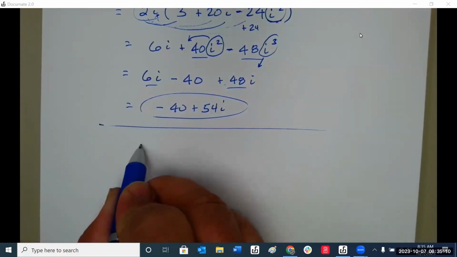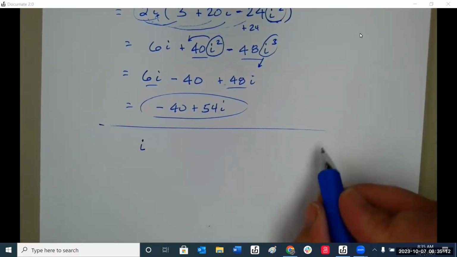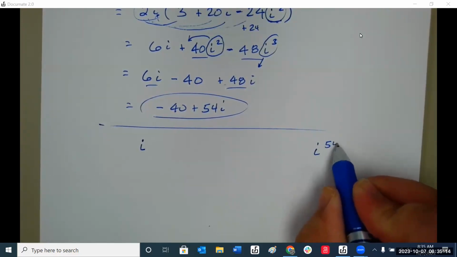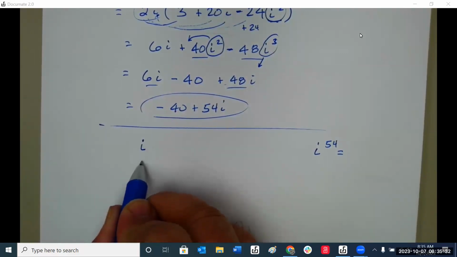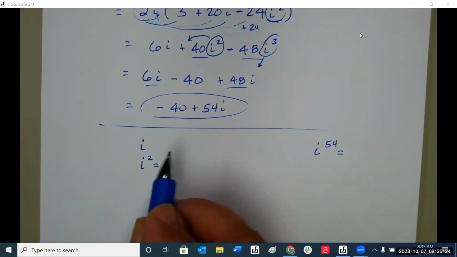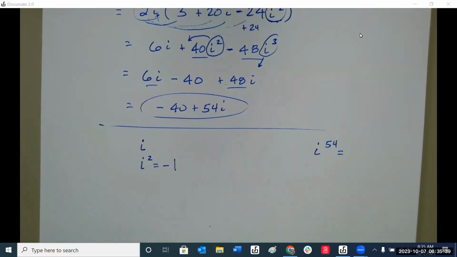Let's look at this. We start off with i. Remember, your answer can only have an i, no exponent, so we have to rewrite this as something else. So we begin with i. i squared was -1. That's what we found out earlier.